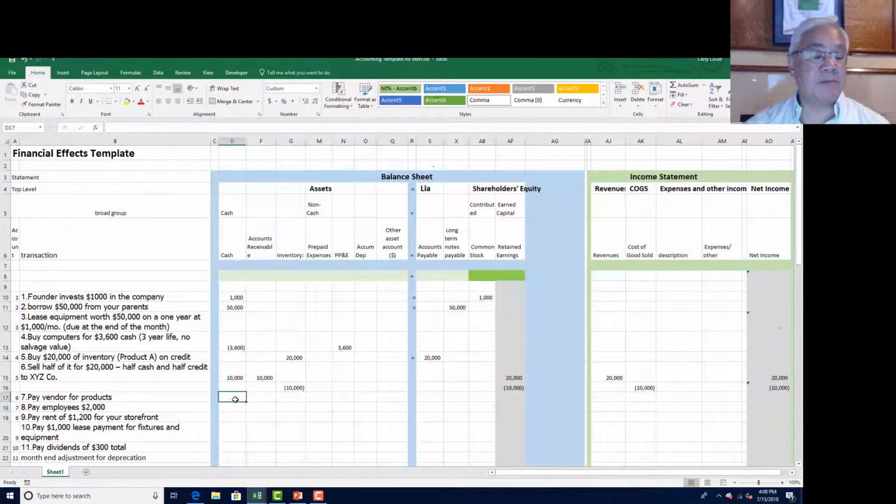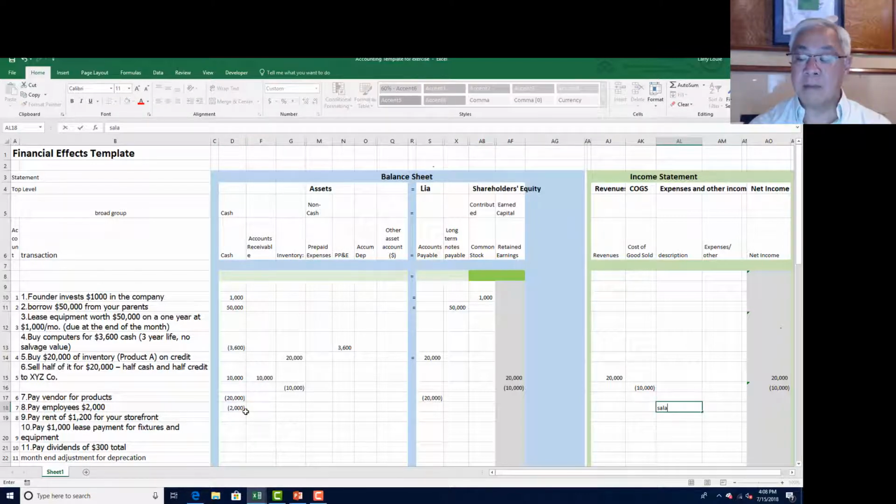All right, next we have money to pay our vendors, so let's do that. We owe the vendors 20,000. So we eliminate the payables here by paying them cash. Item 8, we pay our employees $2,000. And this one's an expense, salaries of 2,000. It's an expense, so it's negative to net income.